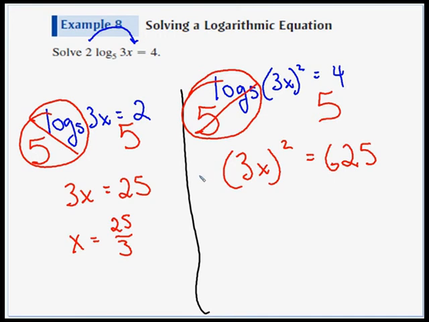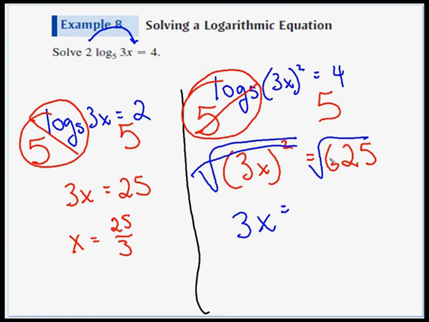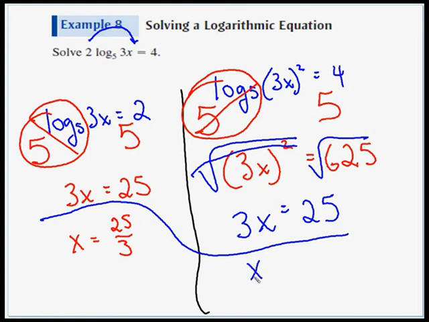And right here I could square root each side. Now the square root and the square cancel, so we're left with just 3x is equal to the square root of 625, which is 25. And that puts us right back to this point in our first solution to this. 3x equals 25, divide by 3. X is 25/3.